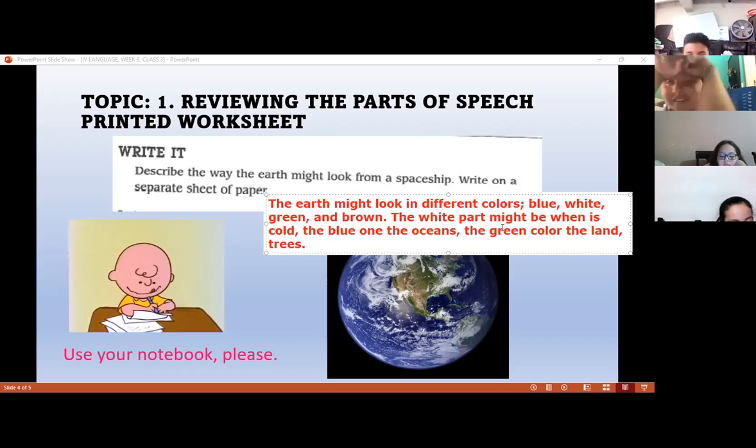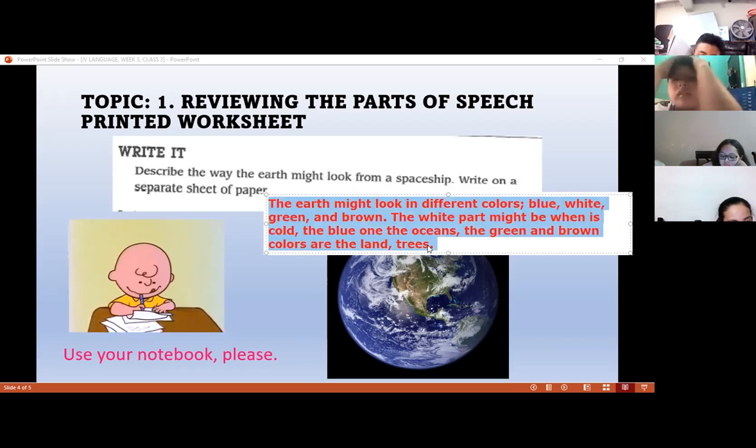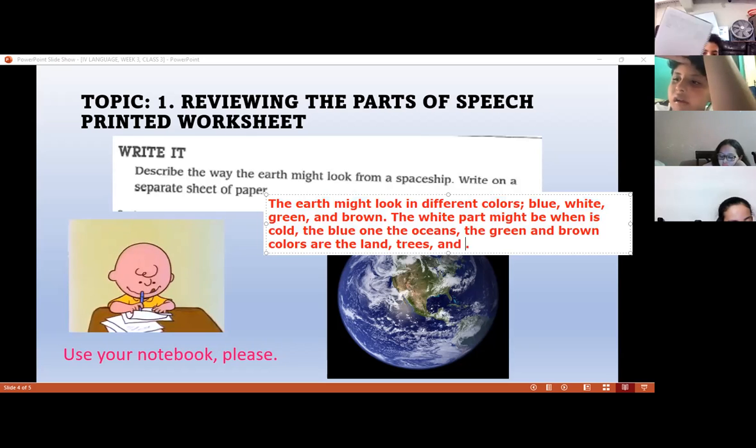Everybody is giving me ideas. The green and the brown. The green is the earth, and the brown are the rocks. Okay, the land, trees, and rocks. Excellent. Rocks or mountains. Yes, rocks or mountains. You write your answer. Very good.